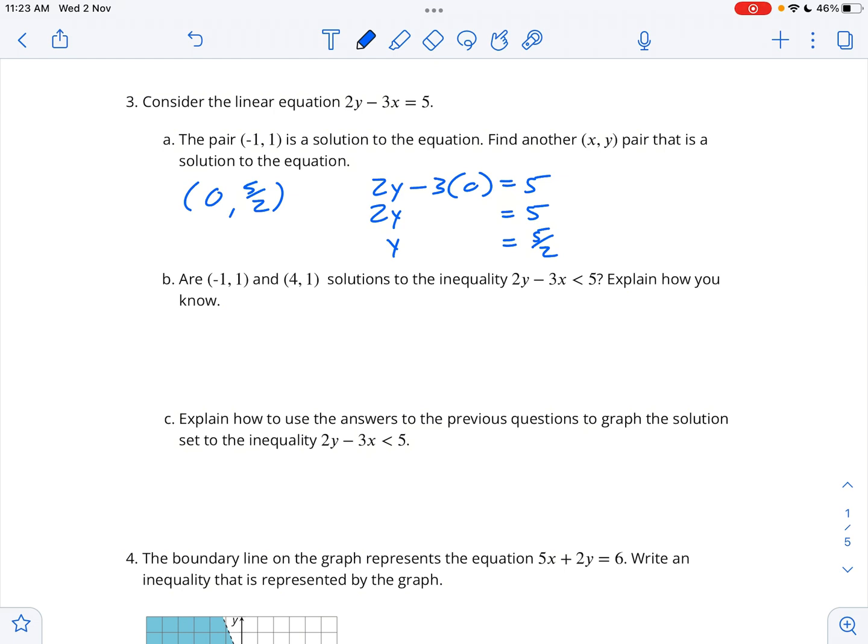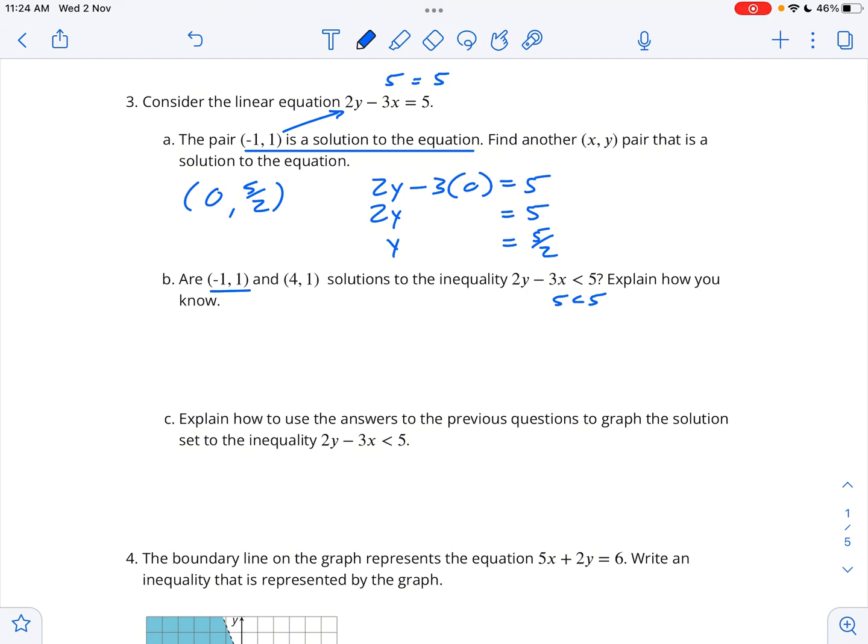Part B, are negative 1, 4, and 4, 1 solutions to the inequality? Explain how you know. Well, we know that negative 1, 1 is a solution to the equation. So that means that when I plug that in, I end up getting 5 equals 5. So here, if I was to plug negative 1, 1 into the inequality, I would get the same thing. 5 is less than 5 now, though, which doesn't work. So in this case, that would not be true.